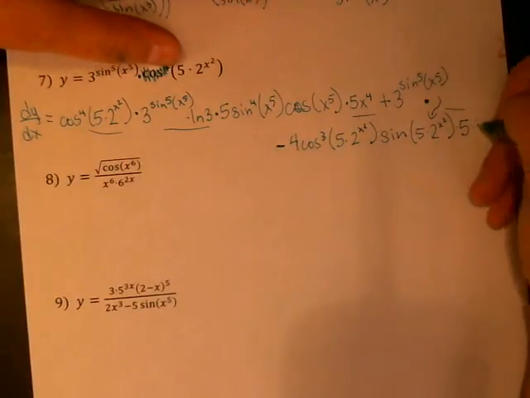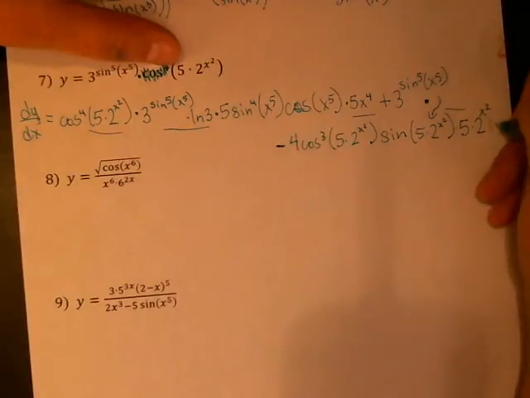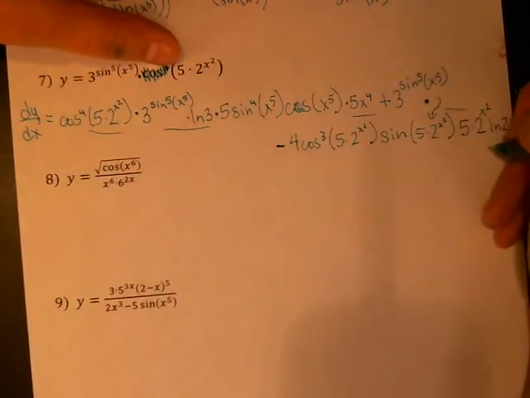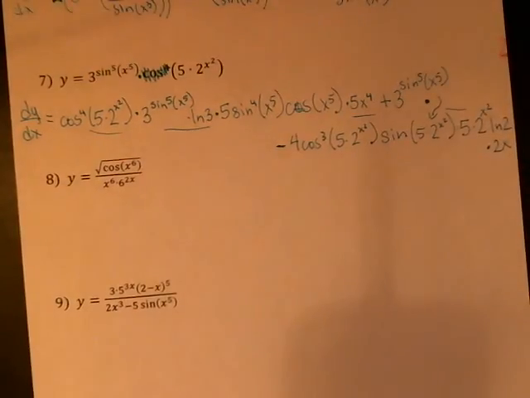The derivative of 2 to the stuff is 2 to the stuff times ln 2, and once again I almost squeeze it in and not quite. The last little thing there is a 2x, the derivative of the x squared, which is the very innermost thing.